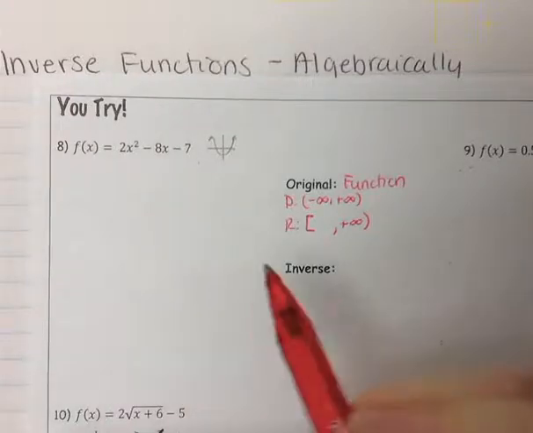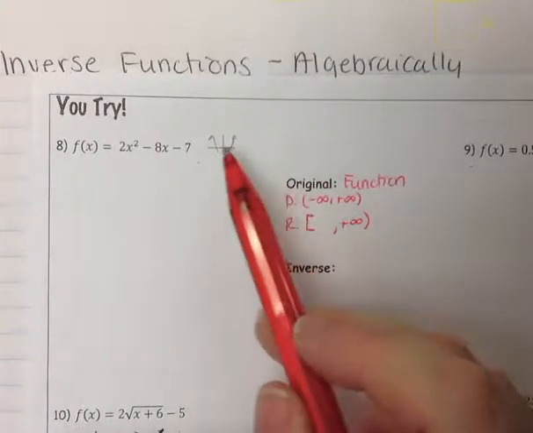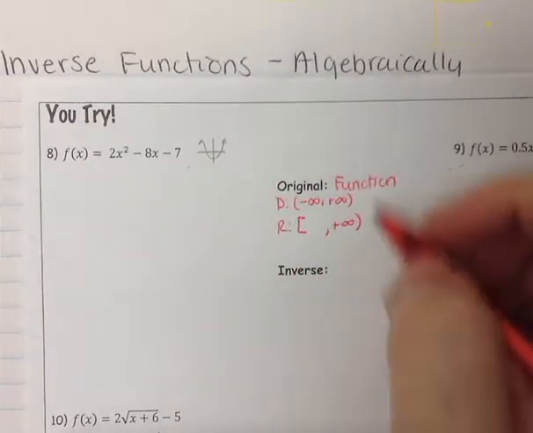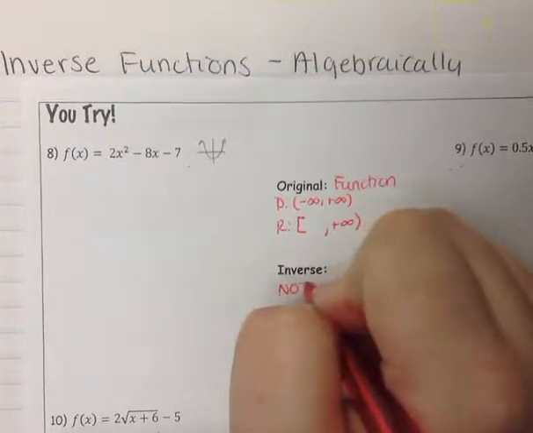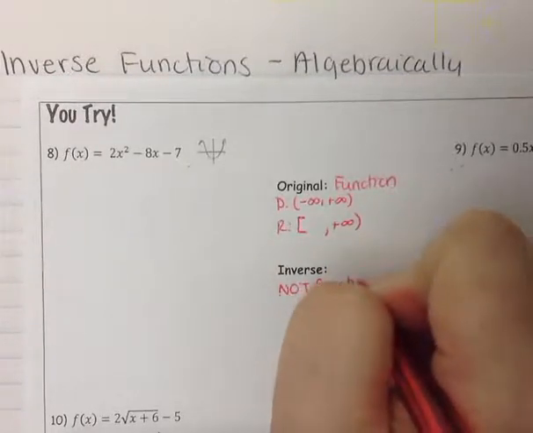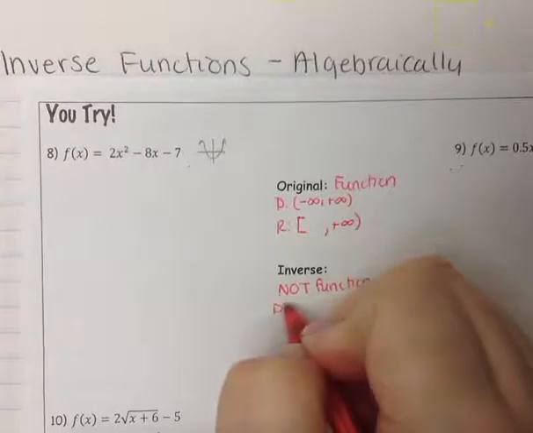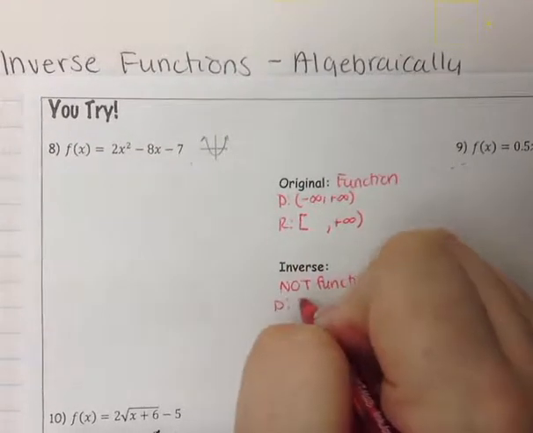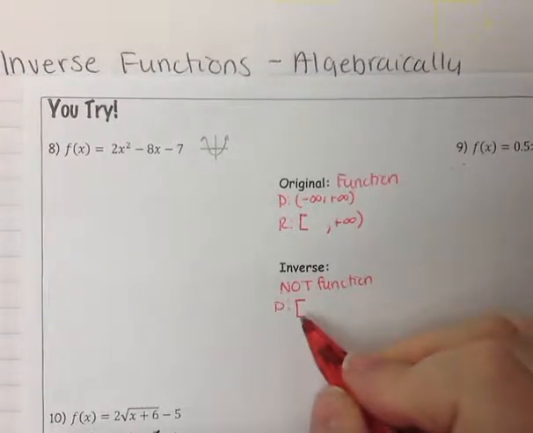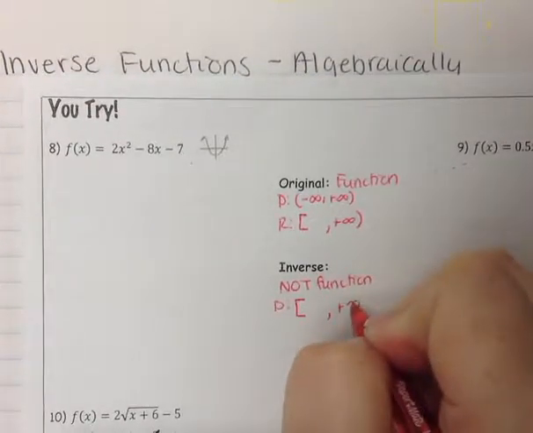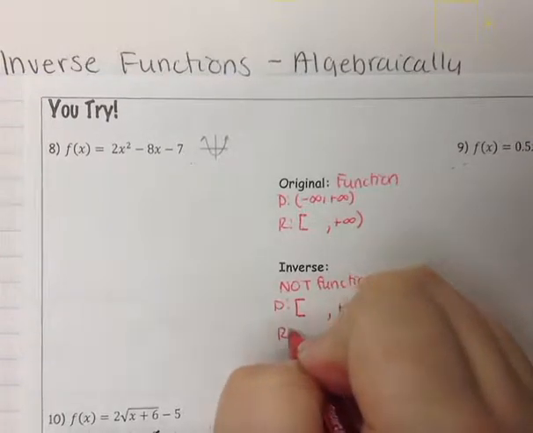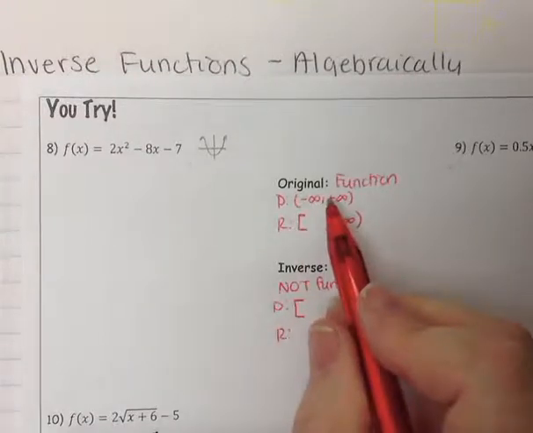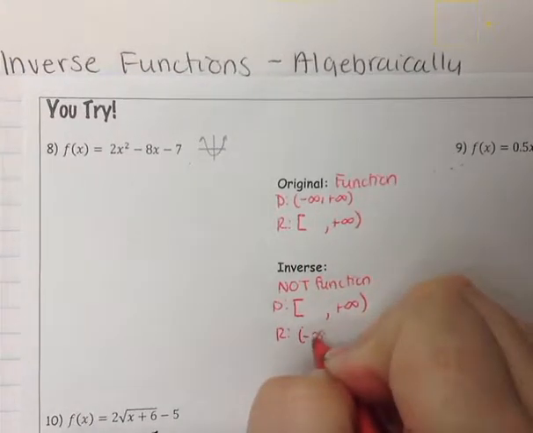So for the inverse, we can go ahead and answer as much as we can. The inverse will not be a function because the original will not pass the horizontal line test. So this is not a function. The domain will be the original range. So we don't know everything, but we can fill in that we have a closed bracket, and then we know it's going to go to positive infinity. But we can write out the inverse's range because that will be the original domain. So we're going to write in this negative infinity to positive infinity.